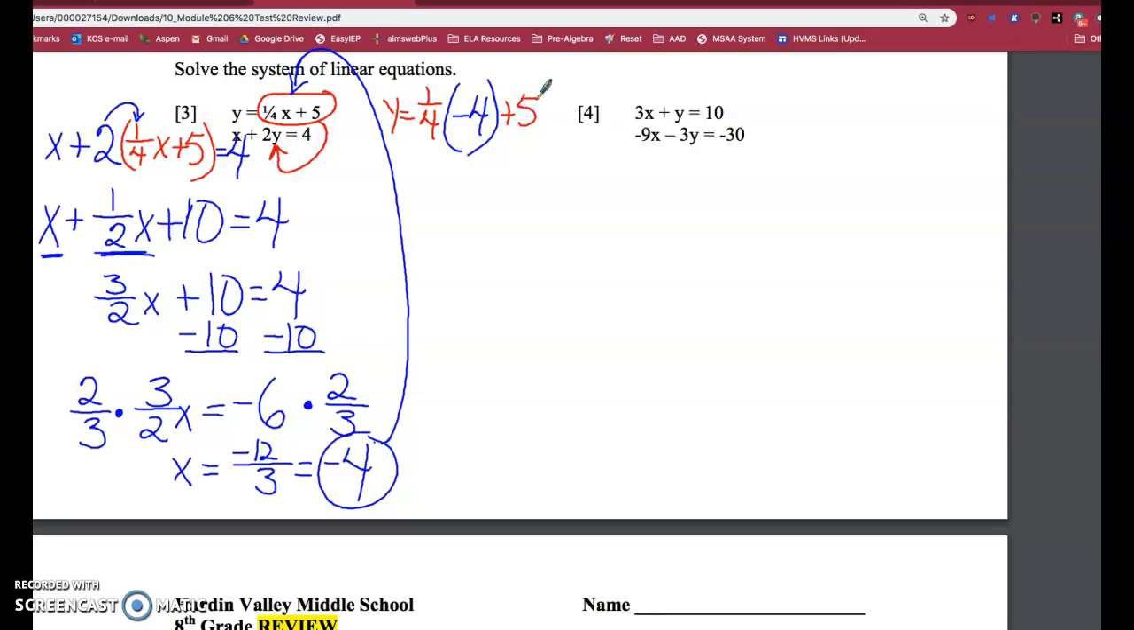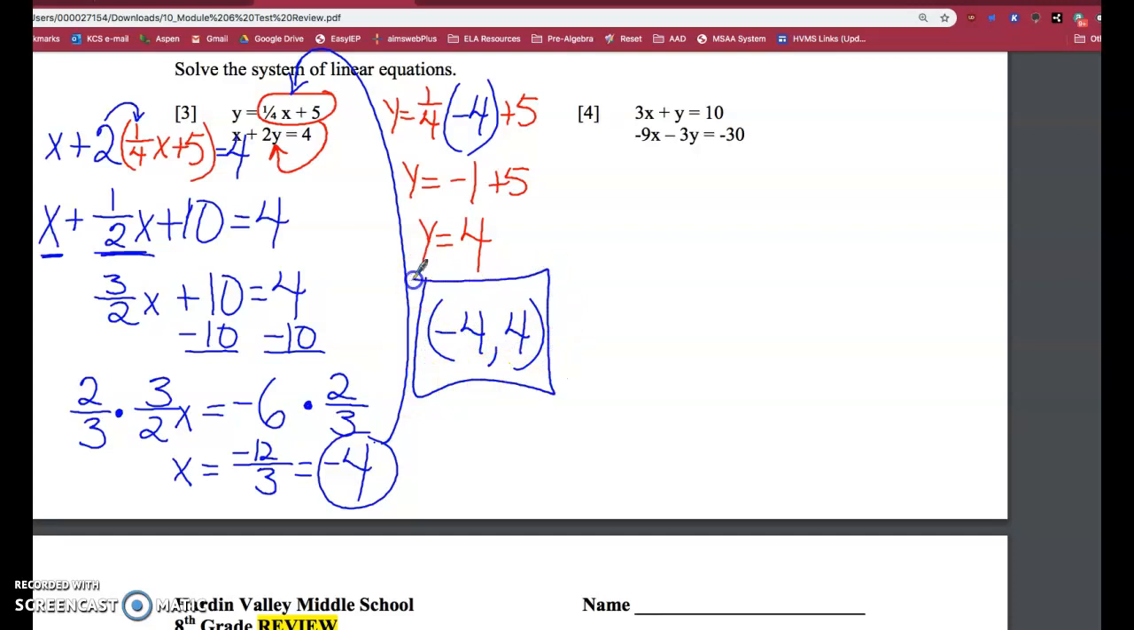1/4 times -4, that's going to end up being -1, plus 5, so y equals 4. Now let's take those 2 points and put them together. So our x is -4, our y is 4. This is our answer.